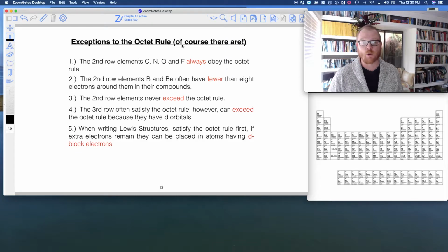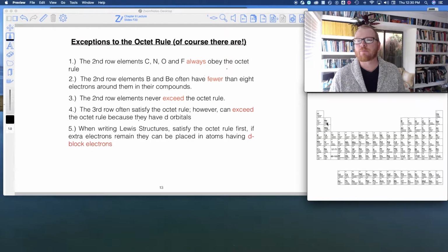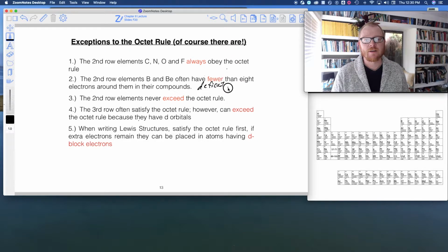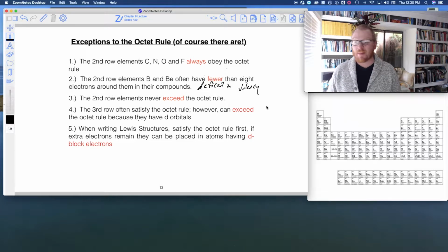So exceptions to the octet rule, because of course there are, because chemistry is the science of exceptions. The second row elements, carbon, nitrogen, oxygen, fluorine, always obey the octet rule. However, boron and beryllium often have fewer than 8 electrons. So that's what's called deficient in their valency. So they have less than the octet. And that's because they're small. We remember from our periodic trends that boron, beryllium, lithium are very small atoms, so they can often take fewer than 8 and be okay with that. But the main thing is the second row elements never exceed the octet rule. They just don't have enough space to do it. They're not big enough.